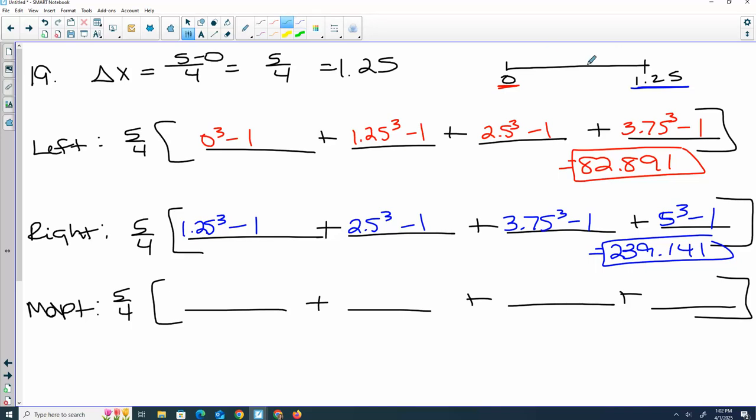Midpoint, you have to start in the middle. So if you add them up and divide by 2, that's 0.625 or 5/8. So the first x I plug in is 0.625. But you're still adding your change in x each time. So the next would be 1.875. Add your change in x, so 3.125. Add your change in x, so 4.375.